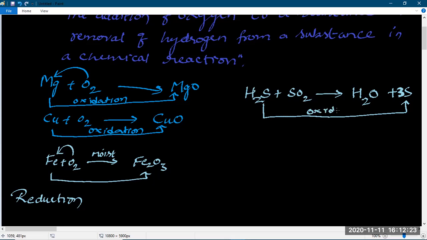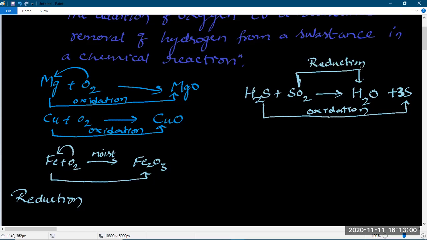This is what we call oxidation: hydrogen sulfide is converted to sulfur by removal of hydrogen. And here the oxygen gets hydrogen added to it, forming hydrogen oxide, water. Addition of hydrogen to the oxygen is what we call reduction.